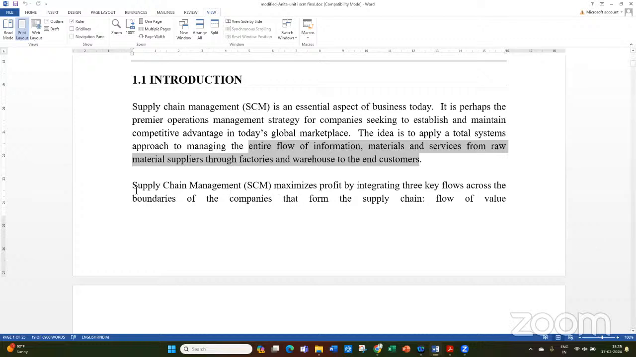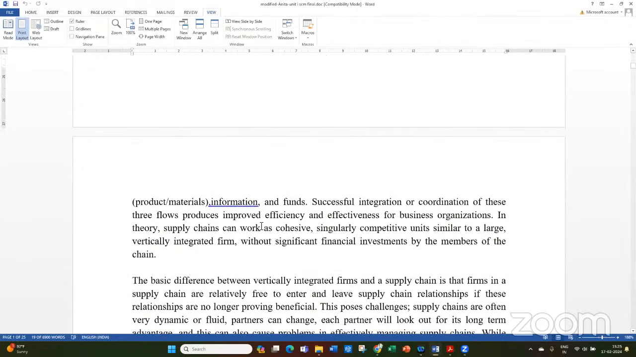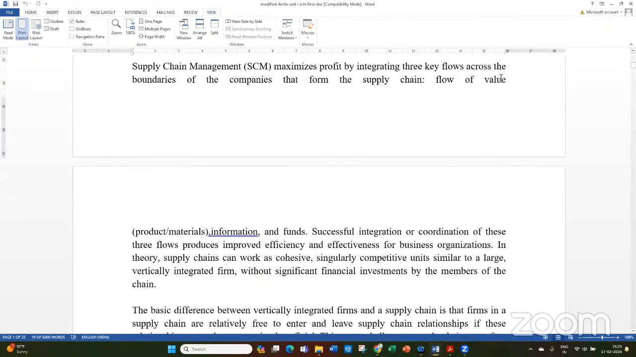So ultimately, how do you manage the supply chain? You have to integrate all the important three flows, which we discussed just now. These three flows are product flow, information flow, and funds flow. These three flows you have to manage in the supply chain. That's what supply chain management is: the material flow, information flow, all this.